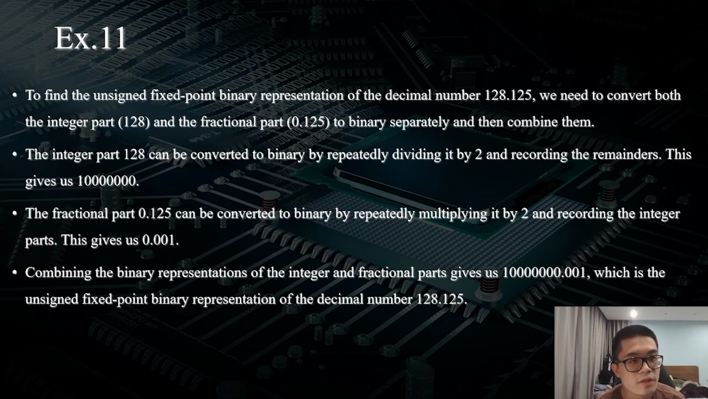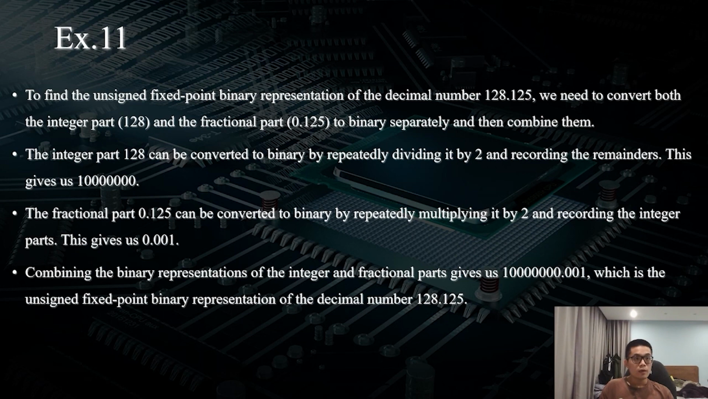And we move to the final exercise, exercise 11. Firstly, to find the unsigned fixed point binary representation of the decimal number 128.125, we need to convert both the integer part 128 and the fractional part 0.125 to binary separately and then combine them.